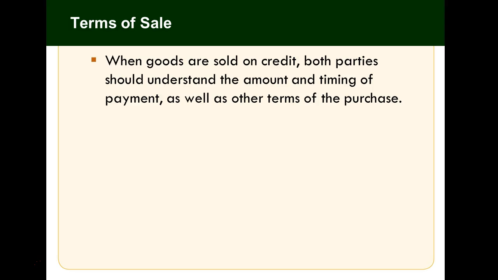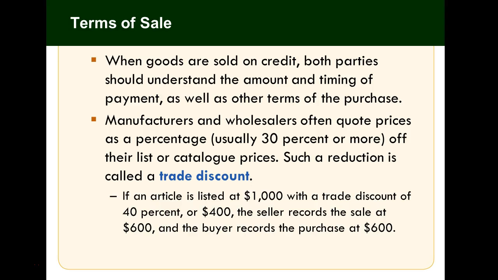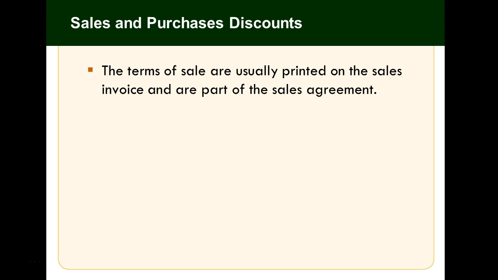Oftentimes goods get sold on credit, and so we need to see how we're going to record these transactions. Usually, when goods are sold on credit, manufacturers quote prices as a percent off their list or catalog prices. We call it a trade discount. If an article is listed at $1,000 with a trade discount of 40% or $400, the seller records the sale at $600 and the buyer records the purchase at $600.